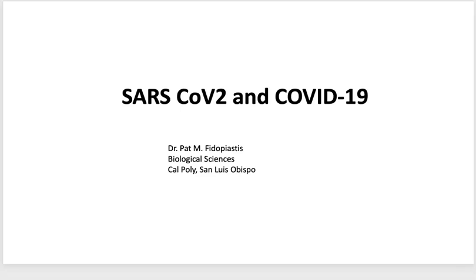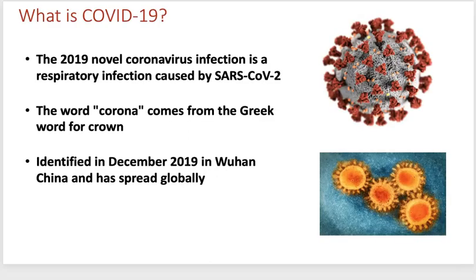So this lecture covers SARS-CoV-2 and the disease it causes, COVID-19. So what is COVID-19? Obviously, by now, everybody knows what COVID-19 is. It's a respiratory infection caused by the 2019 novel coronavirus SARS-CoV-2.